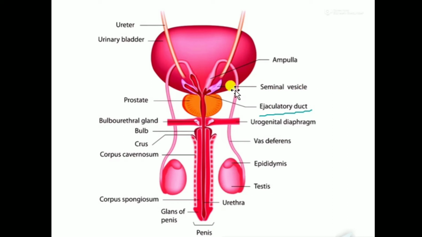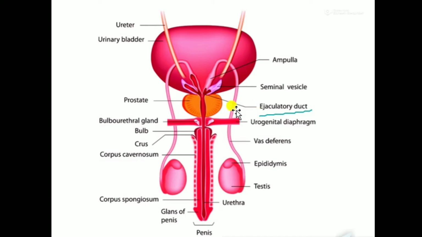What is the new name? The new name is ejaculatory duct. The duct is the same. As we know, the vas deferens arises from the tail part of the epididymis. After it forms a bulge, that is ampulla, from where the seminal vesicle arises, it gets a new name. The new name is ejaculatory duct.